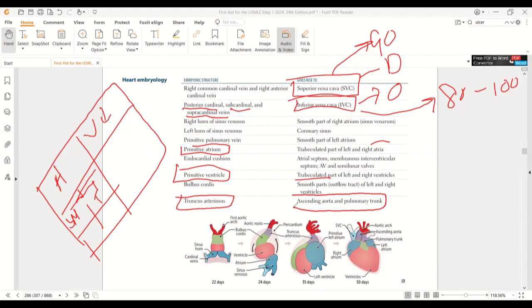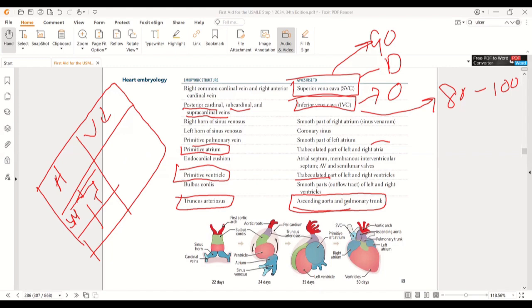Yes, persistent truncus arteriosus. Yes, there is a pathology. There is an anomaly with truncus arteriosus that we talked about yesterday. Persistent truncus arteriosus.